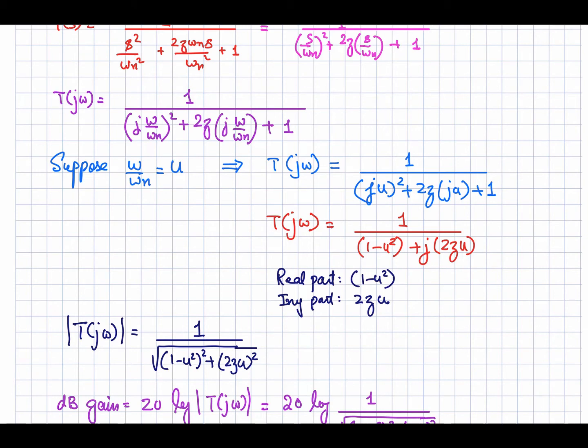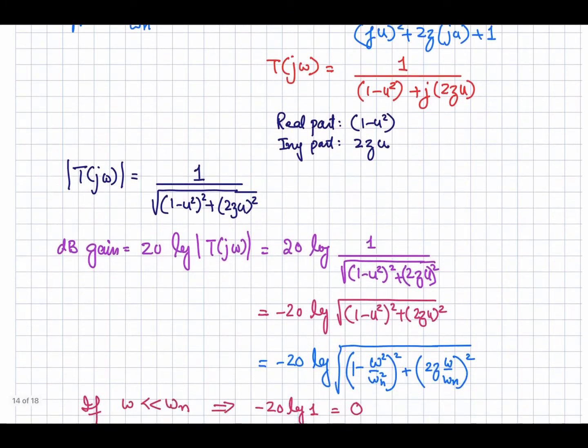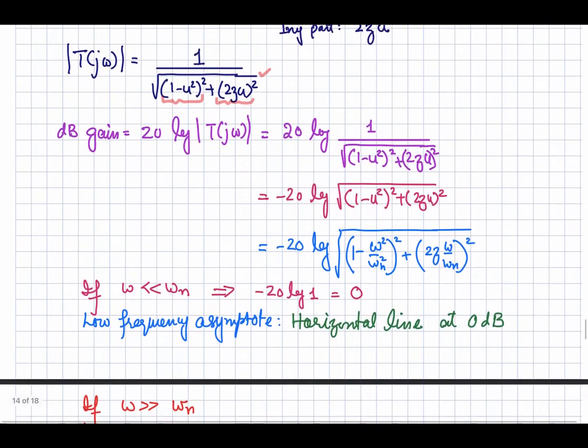Now let's calculate the magnitude of this sinusoidal transfer function. So the magnitude of the numerator is 1 and the magnitude of the denominator will be equal to the square root of the square of the real part plus the square of the imaginary part. So this is the magnitude of this sinusoidal transfer function. Now let's calculate the dB gain. So dB gain will be 20 log of the magnitude of the sinusoidal transfer function. So that will be given by this expression.